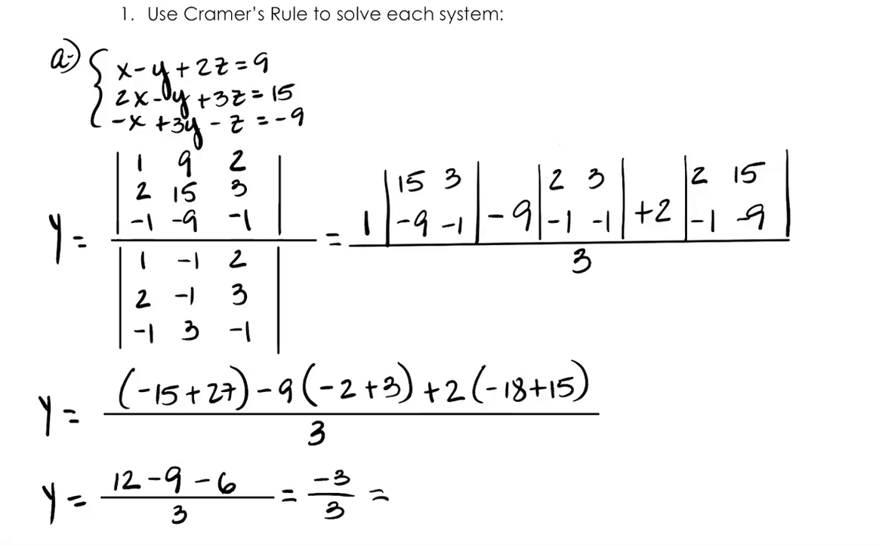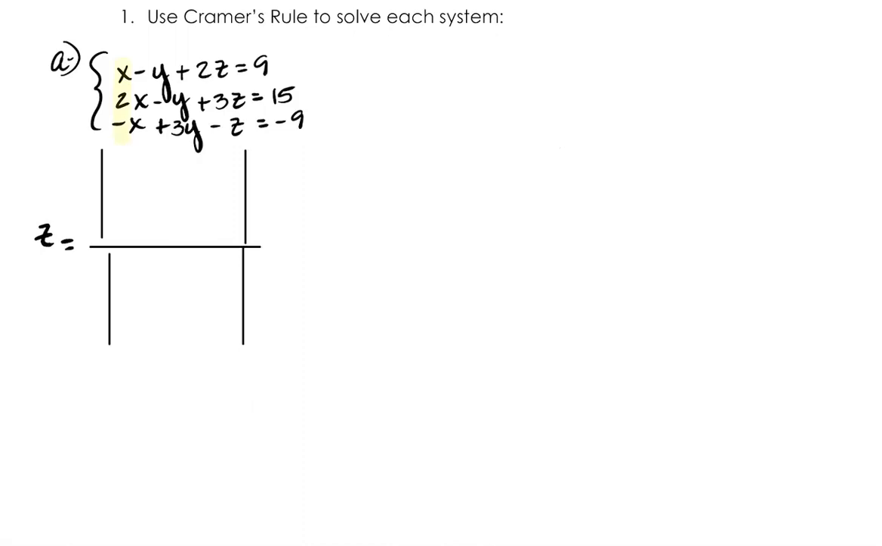And we get that y equals negative 1. Now we are going to find z. For the first and second column, we are going to use the coefficients of x and y. And since we are trying to find z, in the third column, we are going to have the solution to our system. And in the denominator, we are going to have the determinant of the system.